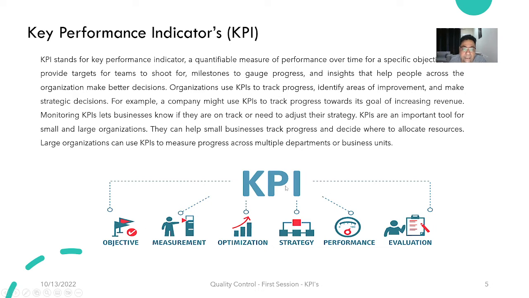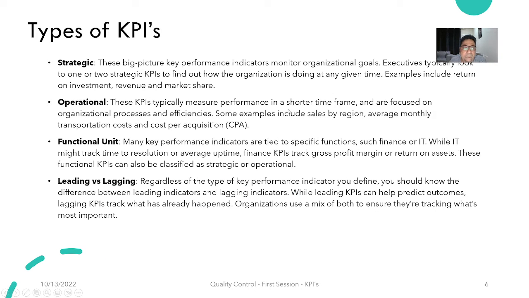So with KPIs, in general, we are seeking our objectives and how we are going to reach them through specific steps or processes such as measurement, optimization, strategy, performance, and evaluation. The types of KPIs that we have are four major types: strategic, operational, functional unit, and leading versus lagging. The strategic type of KPI is the indicator to monitor organizational goals.